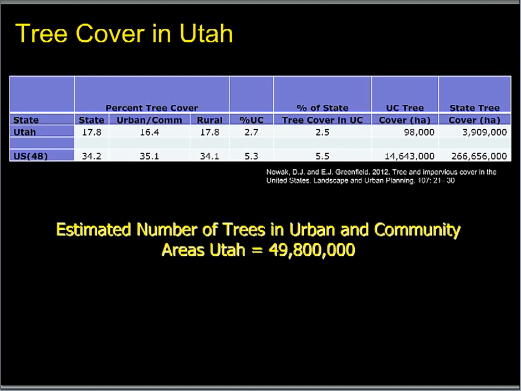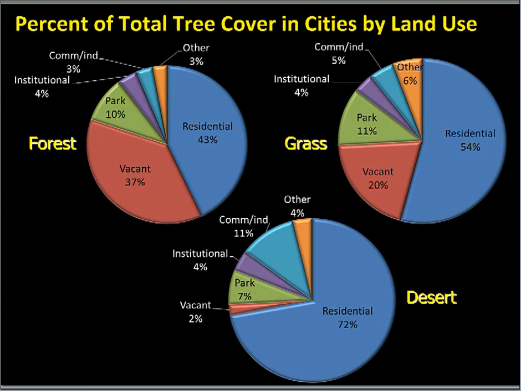So we have a lot of trees within urban areas. Again, about 34% of the United States is covered with tree cover, about 35% within urban and community areas. Again, urban and community is defined by the census. Urban is defined by population density, typically areas of about 500 people per square mile, and communities are based on political definitions of communities. So the two combined make up the urban community land, which is about 5.2% of the United States classified as urban community land.